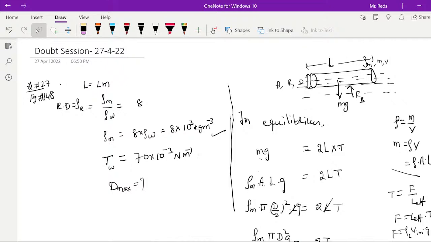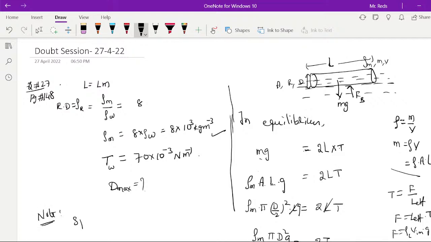So what is given here? A wire of length L meters. It is given as some L meters, not numerical values. And it is made of a material of specific gravity 8. Specific gravity is nothing but relative density. You guys have to remember this. Specific gravity.